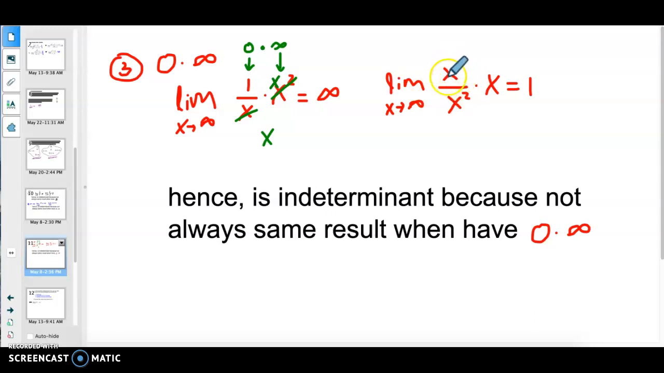On this example, I've got a greater degree on the bottom than on the top, so this would be like a 0, and then this is infinity, so we've got 0 times infinity. But if we simplify, if we multiply the numerators, we've got x squared over x squared, so my leading coefficients are 1, so this limit is going to 1. Once again, we don't have the same result, so 0 times infinity is also indeterminate.